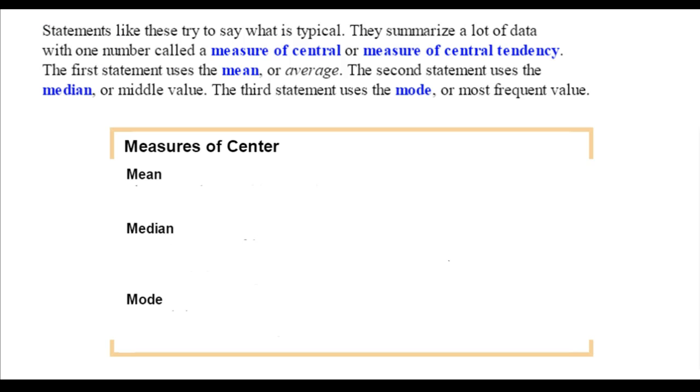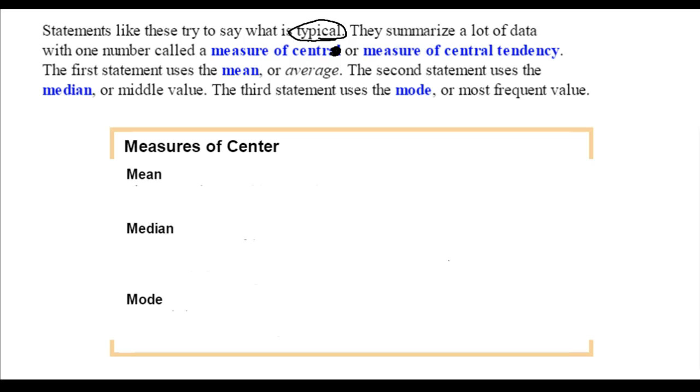So what does that really mean? Well, let's look at this. Statements like these try to say what is typical, right? We don't want to look at all of the data. That would be boring. No one wants to see all of that. People want to say, what does this mean? You take some data, what does it mean? So we say, what is typical? We want a representative of what is typical. So they summarize a lot of data with one number called a measure of center. Not measure of central, but measure of center. I know it's spelled wrong, C-E-N-T-E-R. Or measure of central tendency.